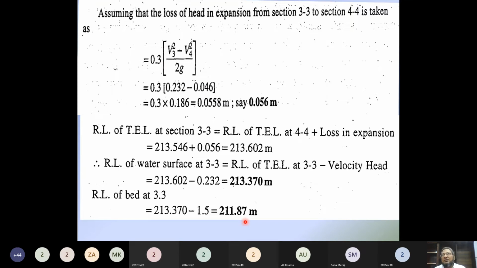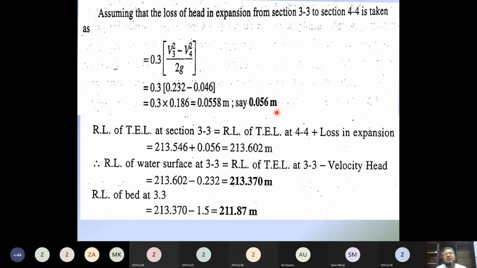Now we have to compute the head loss when the water flows from section 3 to section 4. Aur ye kaun sa head loss hoga? This would be the head loss due to expansion, all right? And this is the equation to compute the loss due to expansion: V3 square minus V4 square over 2g. This is the higher velocity and this is the lower velocity. The expansion coefficient is 0.3, which is given. So the head loss from section 3 to 4 is 0.056 meter.